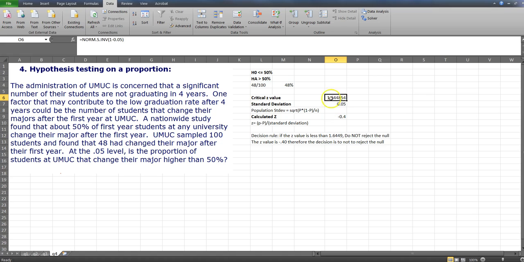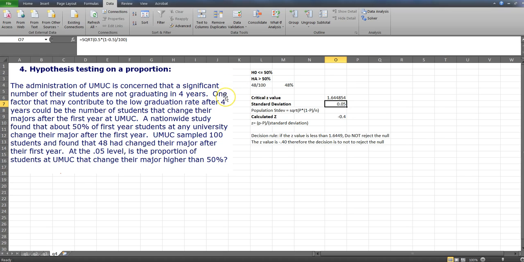Just look at this: norm.s.inv of 1 minus 0.05. I'm just telling you what it is. It's not something you should know off the top of your head. That's just how you get the critical z-value. We have a population standard deviation of 0.05. Again, this was a pain to calculate, and usually that's a given. The formula there is the square root of 0.5 times 1 minus 0.5 divided by 100.